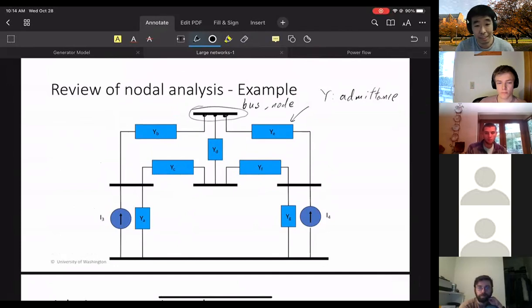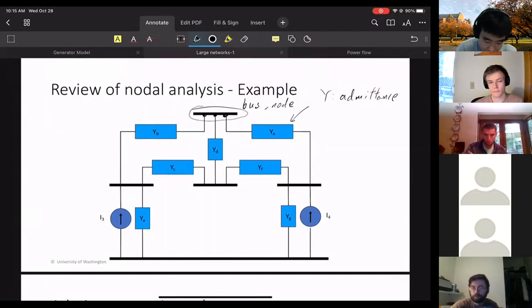I have this Y, A, B, C, D, E, F. Are they all in parallel or are they in series to each other? It looks like parallel to me. Right, they're all in parallel. Everything is all in parallel.